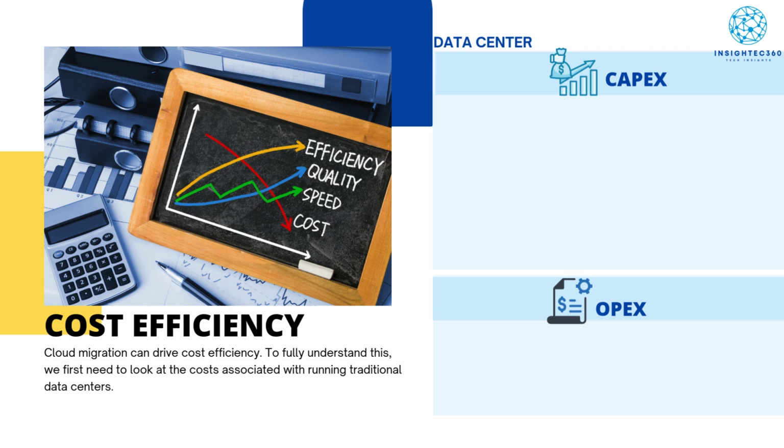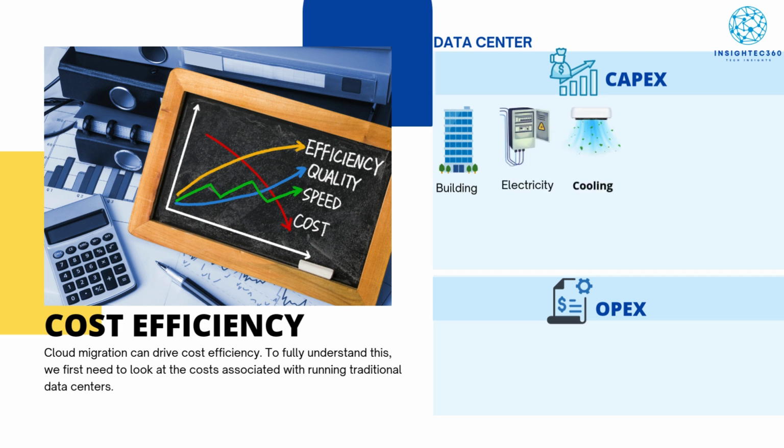These capital costs are often significant and cover several elements: land and building, purchasing or leasing the physical space for the data center; construction, the cost of designing and constructing the facility, which includes specialized infrastructure for cooling, fire safety, and energy efficiency; power and cooling systems. High-end power infrastructure and cooling systems are essential to ensure that the data center operates continuously without overheating.